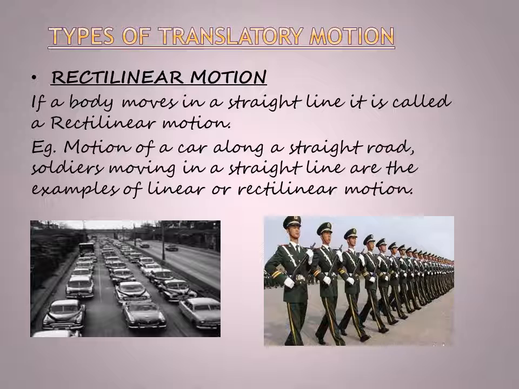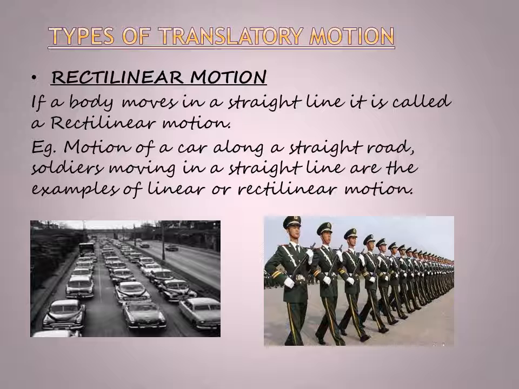For example, the moving of a car along a straight road, as we can see in the figure on the left lower corner. Soldiers moving in a straight line during the parade on 26th January or 15th August. Students also parade, so they move in a straight line. These are examples of linear or rectilinear motion. We have various other examples also; you can find them out on your own.